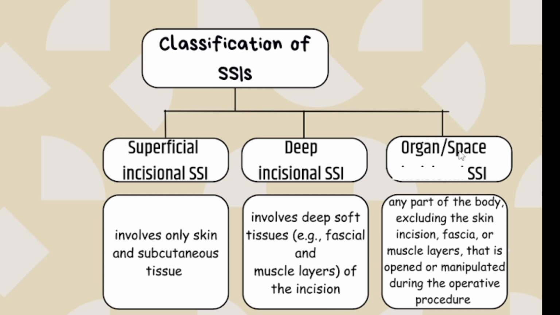Then we have the organ or space SSI. This includes infection in any part of the body, excluding the skin incision, fascia or muscle layers, that is opened or manipulated during the operative procedure. So this involves the organ or the space components. I think that is simplified for you. Let's move on to the next topic.